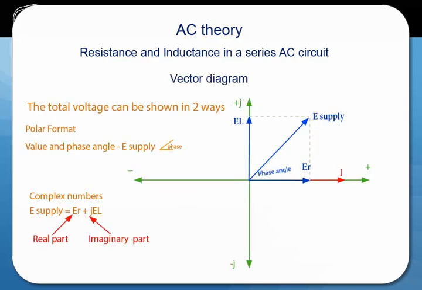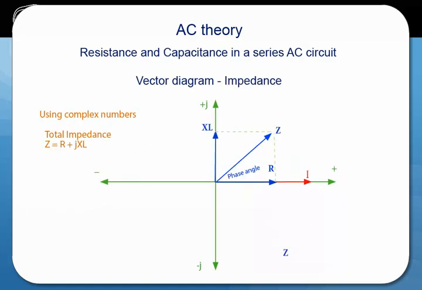The vector diagram shows that the voltage across the inductor is a positive j value because the voltage is leading and the vectors are rotating anti-clockwise. The phase angle is positive. The vector diagram is showing the relationship between resistance, inductive reactance, and impedance.